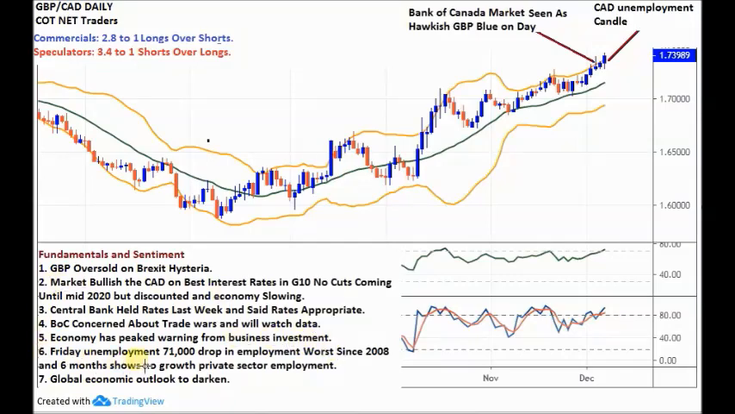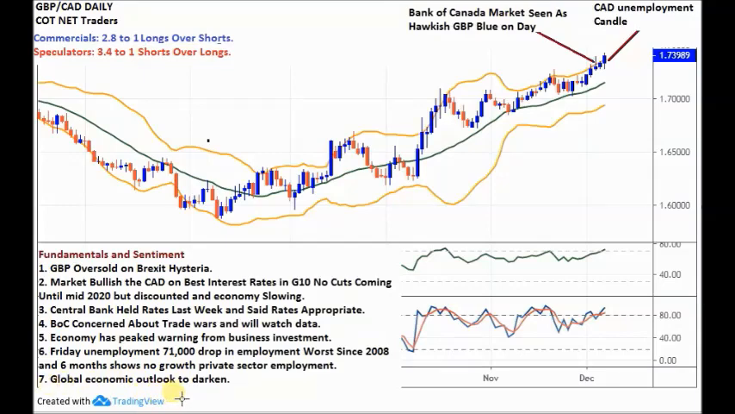We got some data disappointment on Friday. Unemployment, a 71,000 drop. The market expected jobs to be added. I think that's the worst since 2008. And over the last 6 months, if you look at the bigger picture, no growth in private sector employment. That will concern the Bank of Canada.